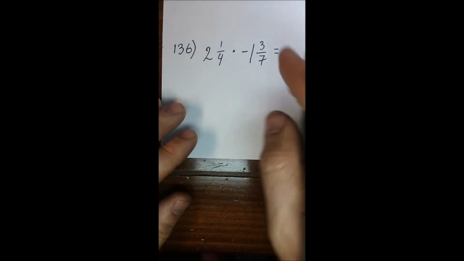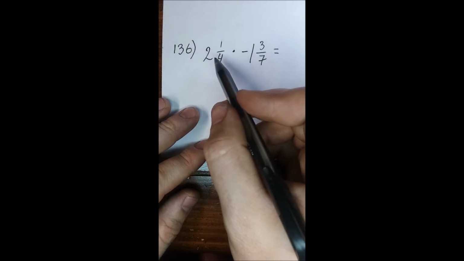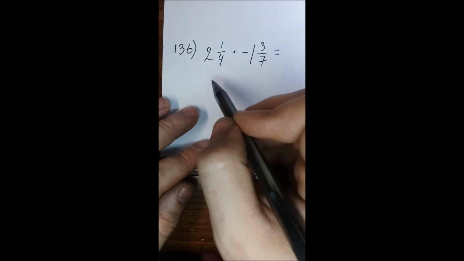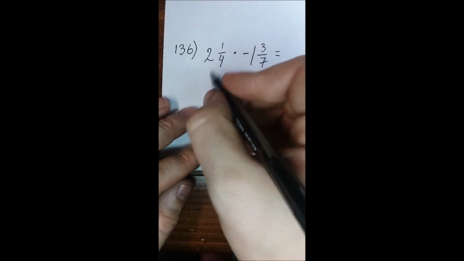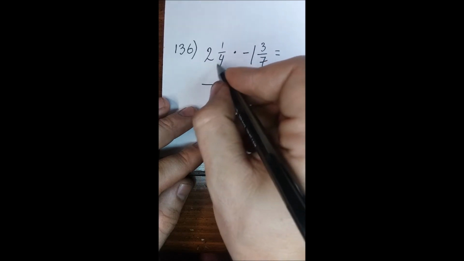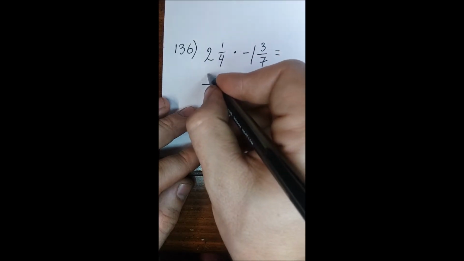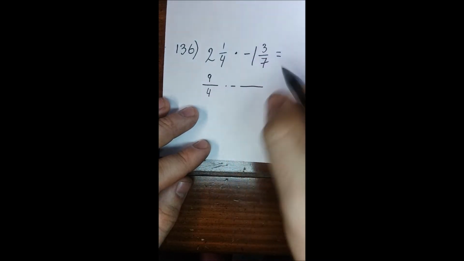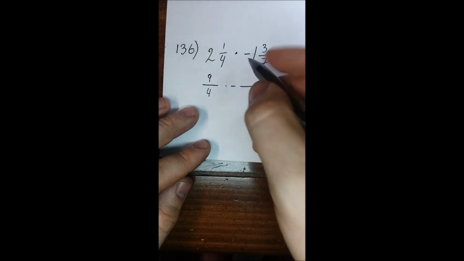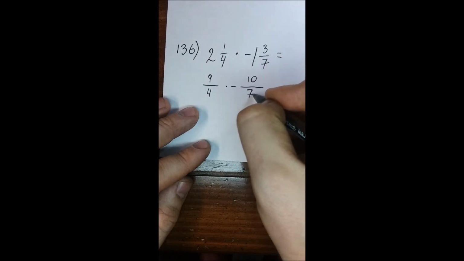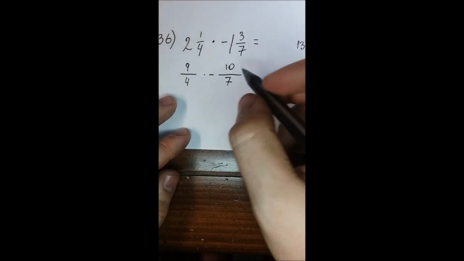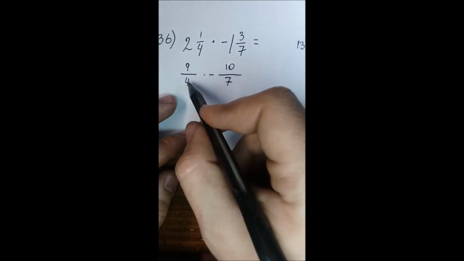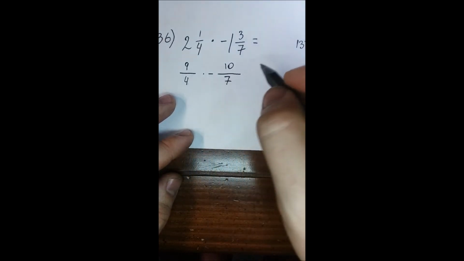Question 136. Here's a mixed number and another mixed number. We need to convert them first into improper fractions, then perform multiplication. So this one is going to be a fun one. 2 times 4 is 8. 8 plus 1 is 9. So it's 9 over 4 times a negative 1 times 7 is 7, plus 3 is 10 over 7. Unfortunately, there's nothing much we can cancel out here right away. We can reduce, rather, but I'm not going to show you how to do that just yet.